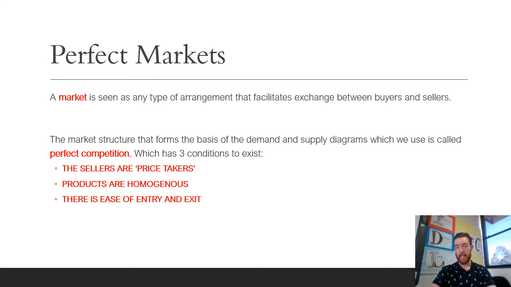A market is seen as any type of arrangement that facilitates exchange between buyers and sellers. And the market structure that forms the basis of demand and supply diagrams, which we use, is called perfect competition. It has 3 conditions, and I'll probably add a 4th one too underneath. The sellers are price takers, which means they have to just accept whatever price consumers are willing to pay for their goods or services. And part of the reason for that is this 4th reason. I'll add in that there are many buyers and sellers.